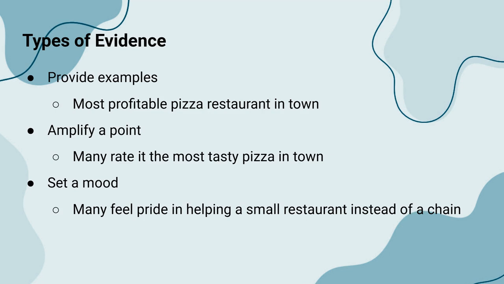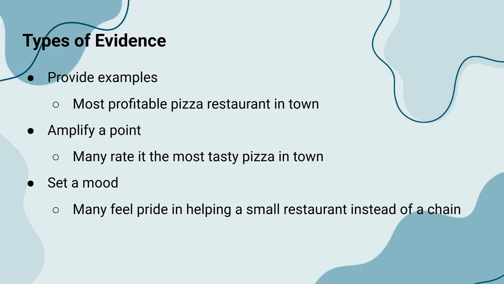I'd say the level to which the evidence is benefiting the claim is more important than understanding what type of evidence it is, because evidence is rather subjective in a sense that the first one, where it says provide example, could also be to amplify the point. The most profitable pizza restaurant in town could, in theory, also be to amplify the point that it's a great pizza restaurant.